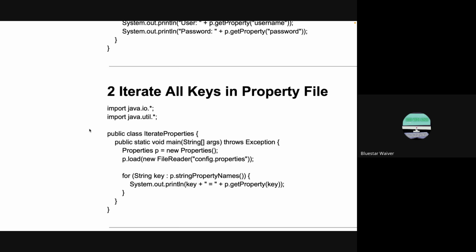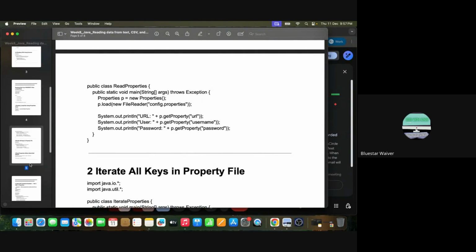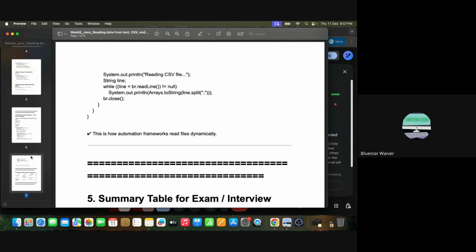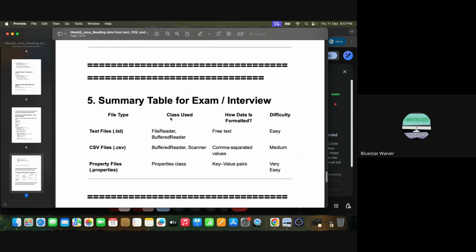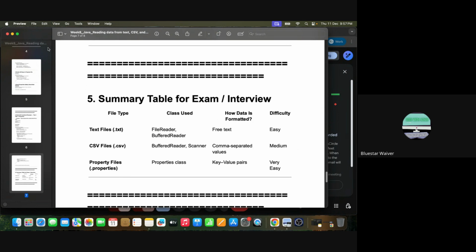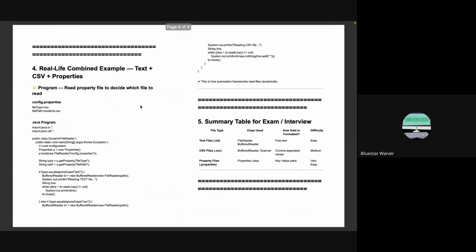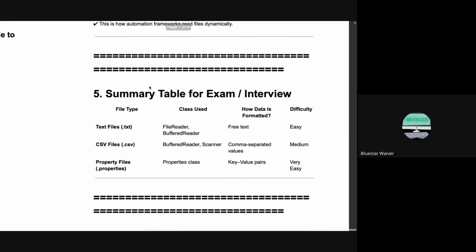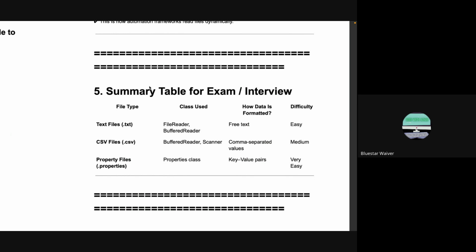Done with the second program? All right. Let me stop the share. Also, you can also write, try to just write a summary table: what are text files, CSV files, and property files.